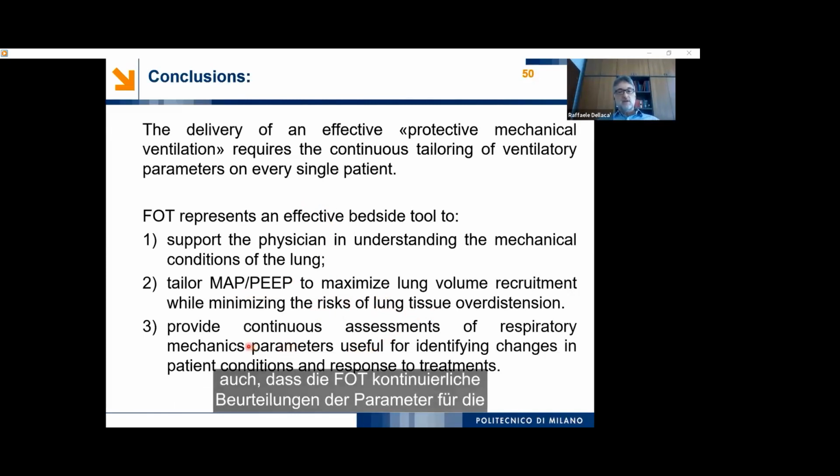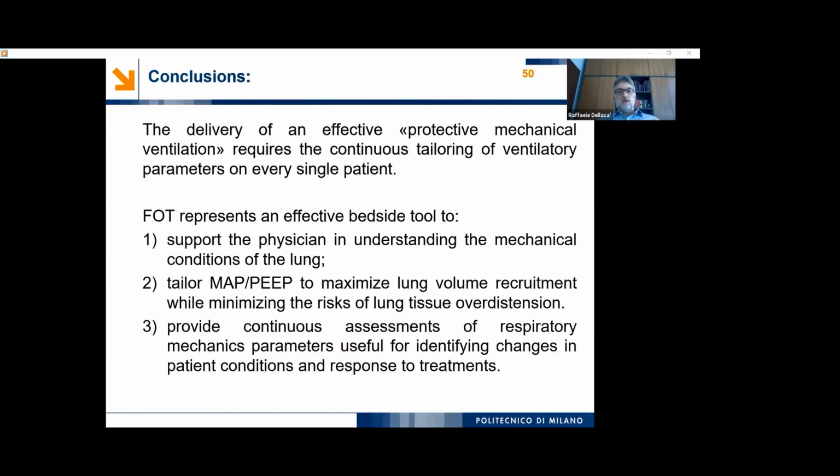But we also think that FOT can provide continuous assessment of respiratory mechanics parameters, and this is helpful for identifying changes in patient condition and response to treatments.